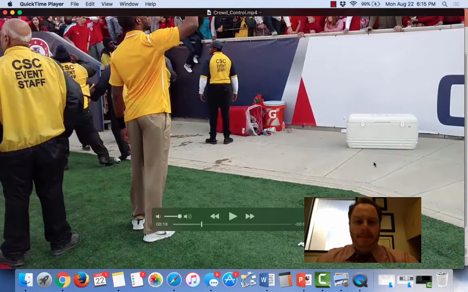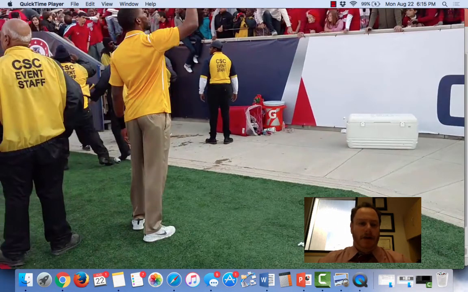So right off the bat, I want to draw your attention to a couple of things. One, these people in the yellow jackets are CSC event staff, and they most undoubtedly are an external party, an independent contractor that contracted with the University of Houston and the athletic department to be their on-field security. And by being independent contractors, that means that, in theory, the University of Houston could avoid liability for any sort of incident that occurs with fans.